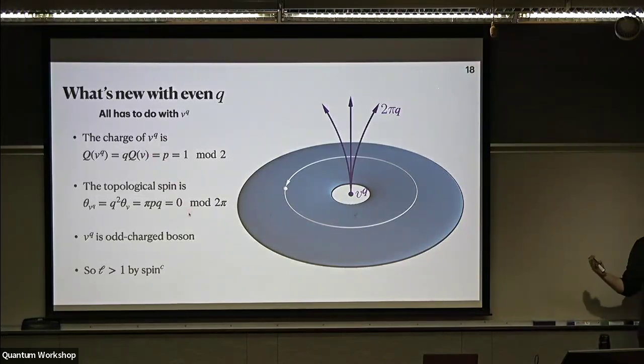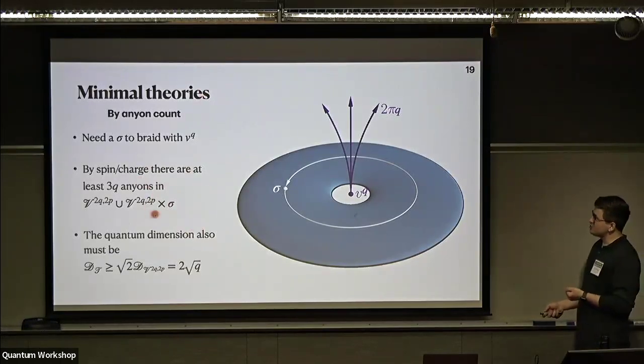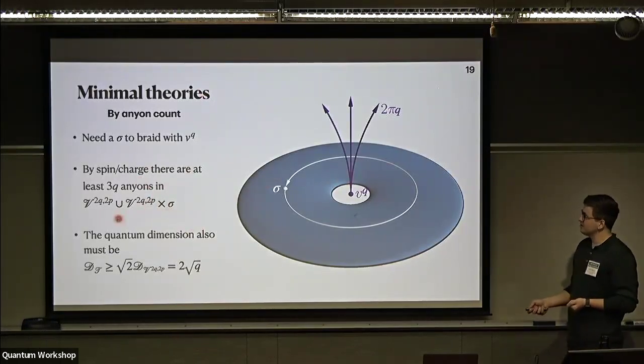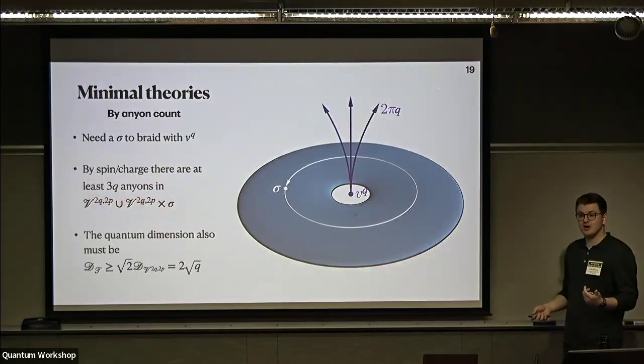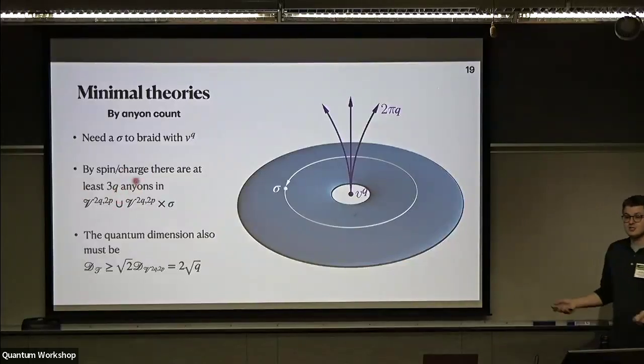So that tells us V to the Q is not like the bosonic vacuum. And that means there needs to be an anyon in the theory which braids with V to the Q. This will be familiar to you if you know the Moore-Read state. There's this quarter charge non-abelian anyon. I'm suggestively calling it sigma. So now let's just count, we know the charge of V. So we can look at everything generated by V and things generated by V fused with sigma. We just count how many unique charges there are. And what we see is that there must be at least 3 times Q anyons.